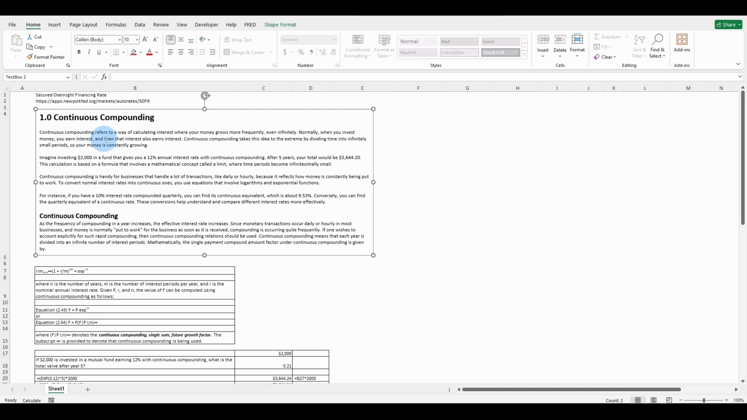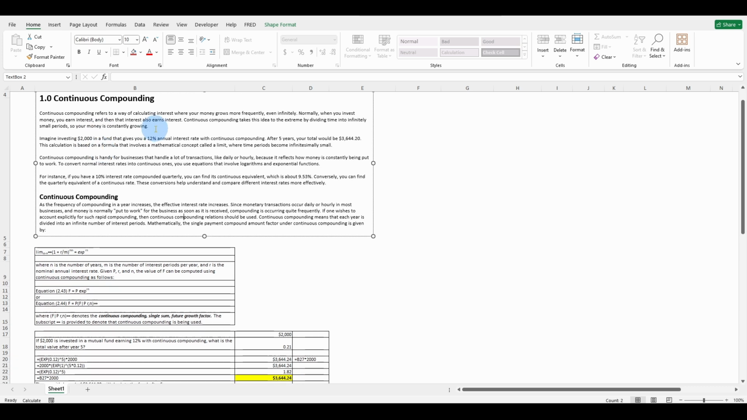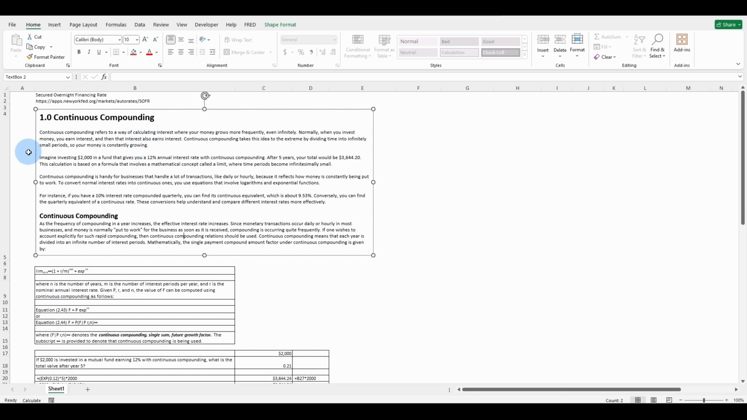Continuous compounding refers to a way of calculating interest where your money grows more frequently, even infinitely. Normally, when you invest money, you earn interest, and then that interest also earns interest. Continuous compounding takes this idea to the extreme by dividing time into infinitely small periods. It's continuous, so your money is constantly growing. There's nothing new here. I've introduced this all the way from the very beginning in our future value section. If you're just delving into continuous compounding, and this is your first introduction to Frugal Finance, I suggest you take a look at the future value and present value sessions.